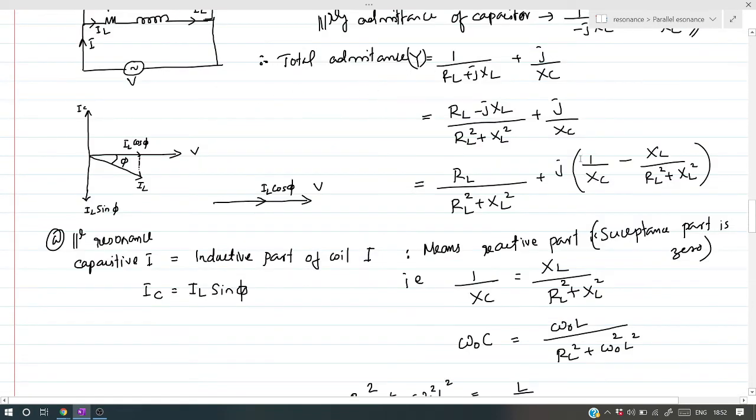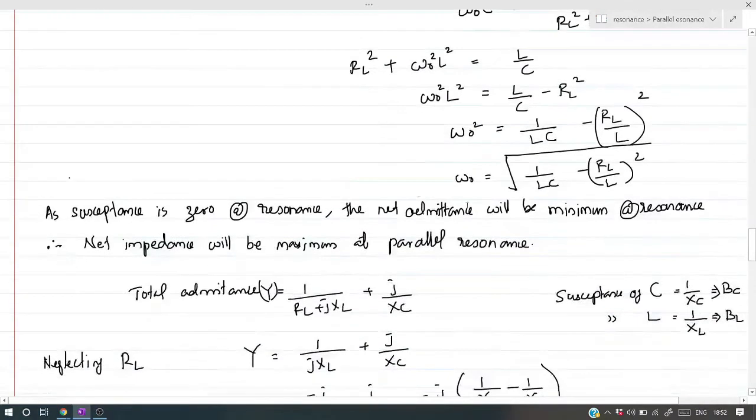We know total admittance is sum of these two, real part and imaginary part. This imaginary part is 0 in the case of resonance conditions. So as susceptance is 0 at resonance, net admittance will be minimum at resonance. Therefore, impedance will be maximum, right? Because they are reciprocal. So at parallel resonance condition, net impedance will be maximum.